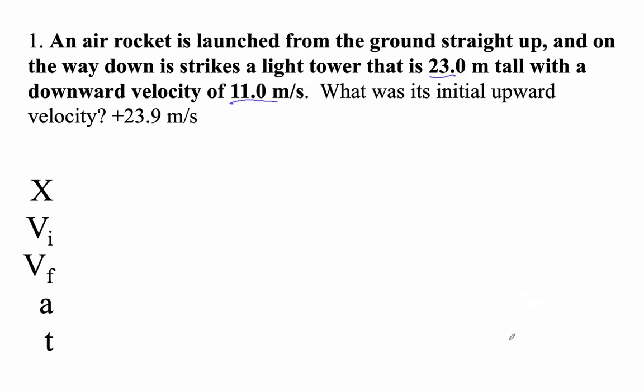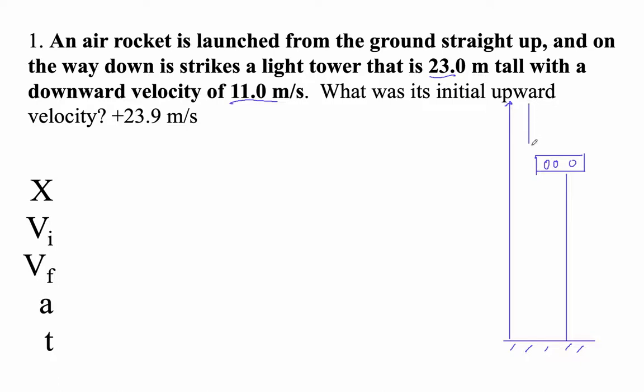Okay, so let's draw a picture of this. I've got to have a picture. Here's the ground. Here's this light tower. Got to draw a good light tower. So the rocket goes up, probably above this thing, right? Because it's going 11 meters per second when it strikes the light tower.